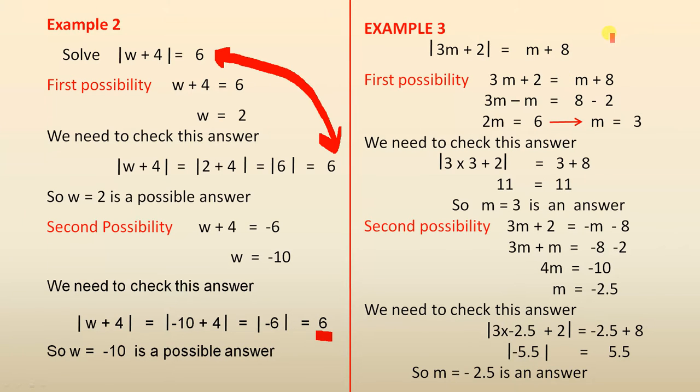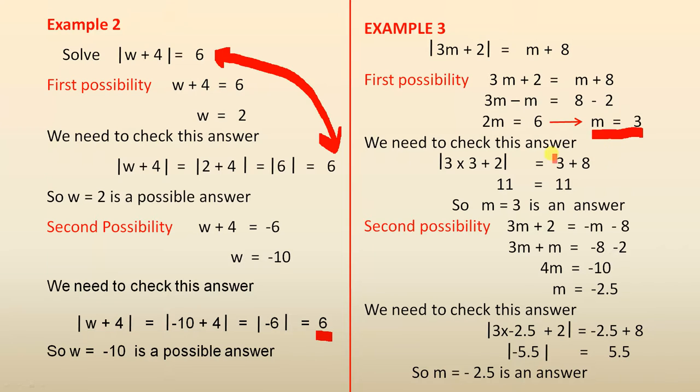Example 3. The absolute value of 3m plus 2 equals m plus 8. So our first possibility is that 3m plus 2 can equal m plus 8. So we do a little bit of manipulation. 3m minus m equals 8 minus 2. That gives us 2m equals 6. So here is the first possibility, m can equal 3.